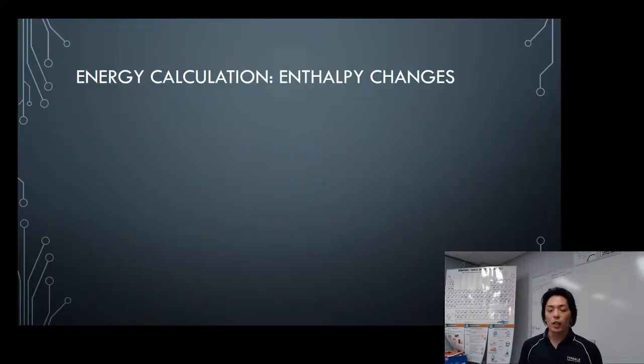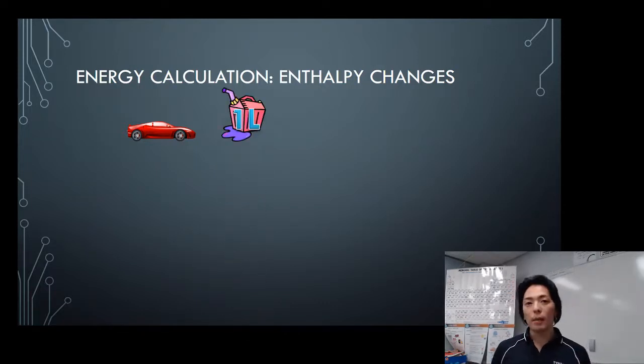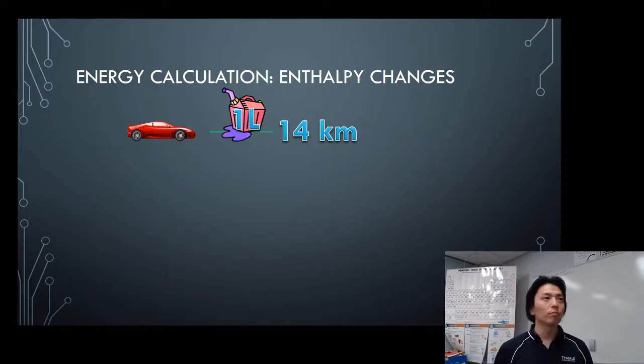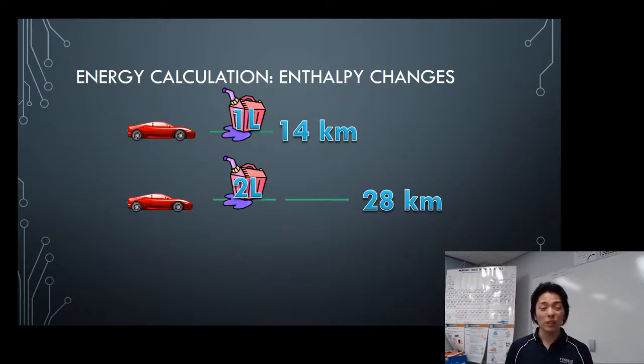Now, if you are driving a car, you will be using a combustion reaction, because most cars have combustion engines. I'm just making this up, but if you have 1 liter of petrol, and you can travel 14 kilometers, that's the energy consumption there: 1 liter, 14 kilometers. What do you expect if you had 2 liters of petrol? Hopefully you're thinking you should be able to travel double the distance, so in this case, 28 kilometers.